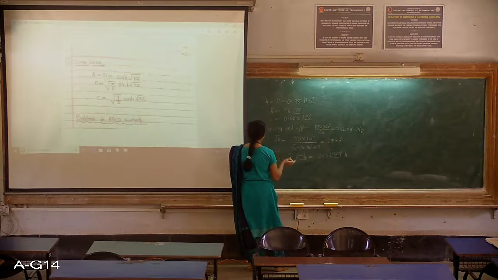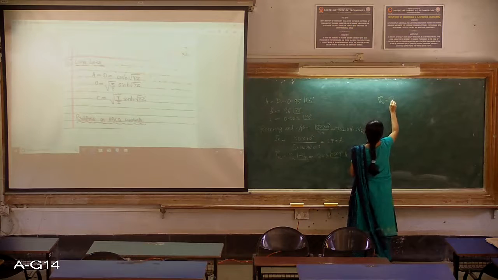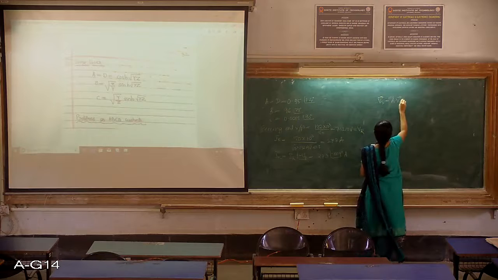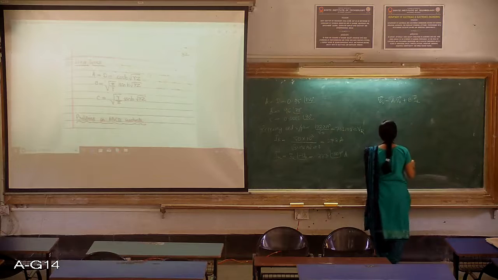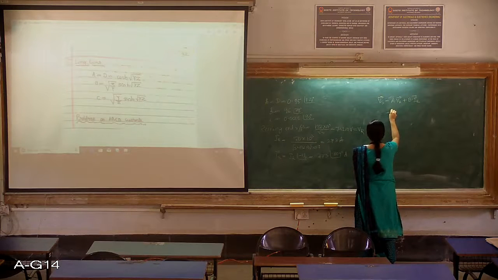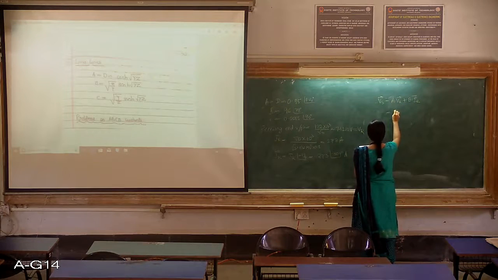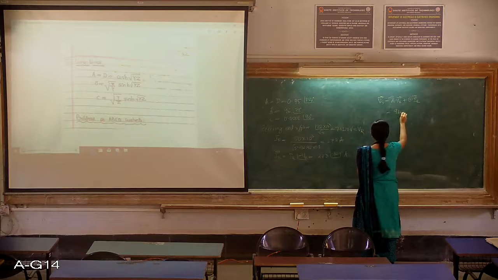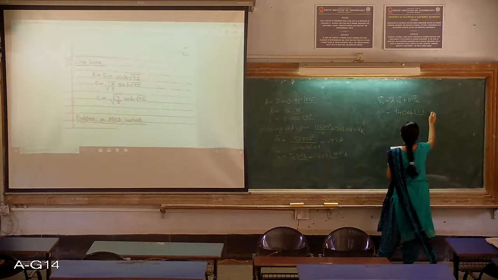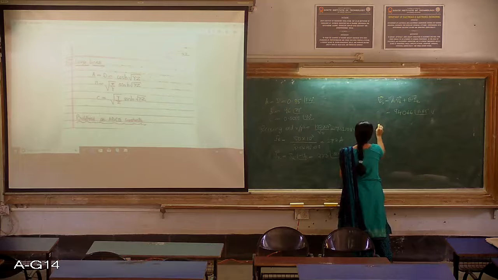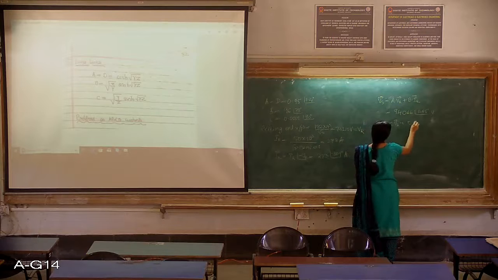Now the sending end voltage per phase. What is the formula? Sending end voltage per phase is A into VR plus B into IR. Clear? You know the value of A, you know the value of VR, you know the value of B, you know the value of IR. Substitute and find out, and you will get the answer 94,066 at an angle 11.65 volts.